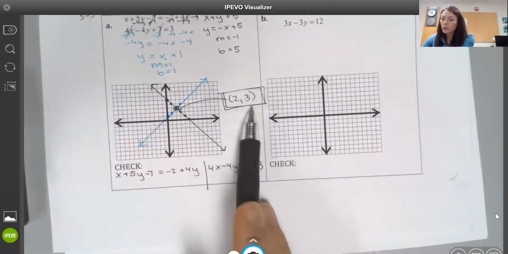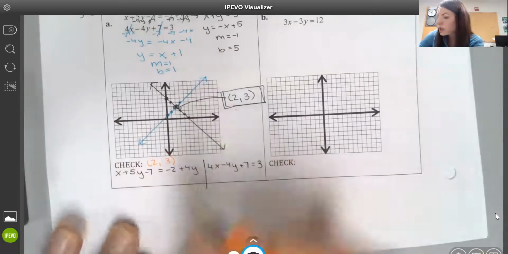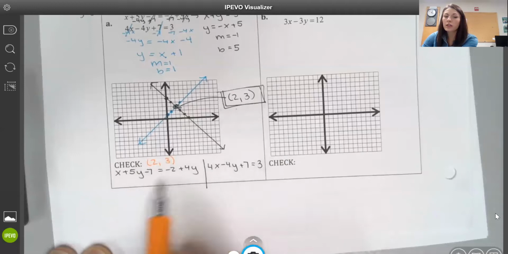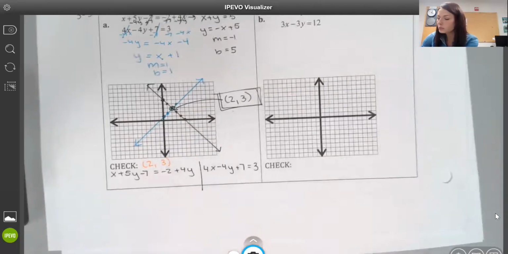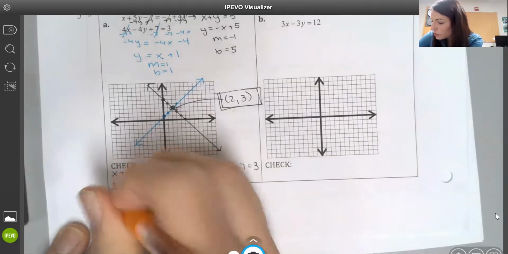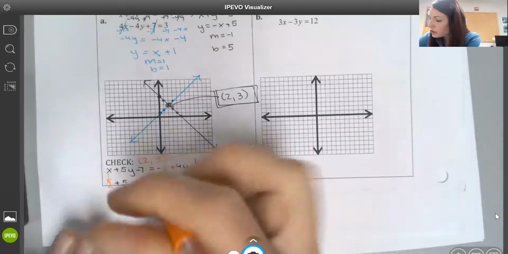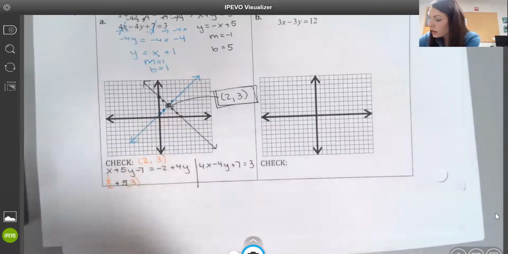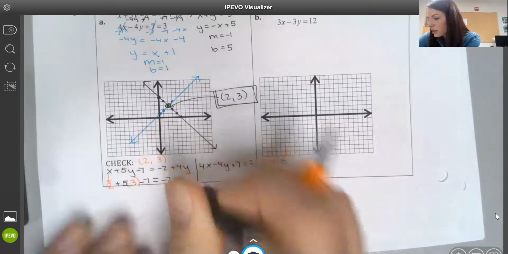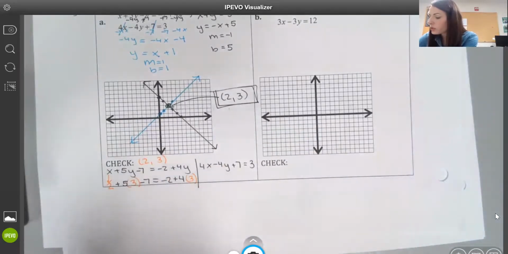So I'm saying this point, that 2, 3 is going to work here and here, that it's a point, an xy value that's a solution to both of these lines. And so I'm going to plug in 2 anywhere I see x, and 3 anywhere I see y. And again, I don't want to use the rewritten ones really because I could have rewritten them wrong. So I'm going to check in the original.